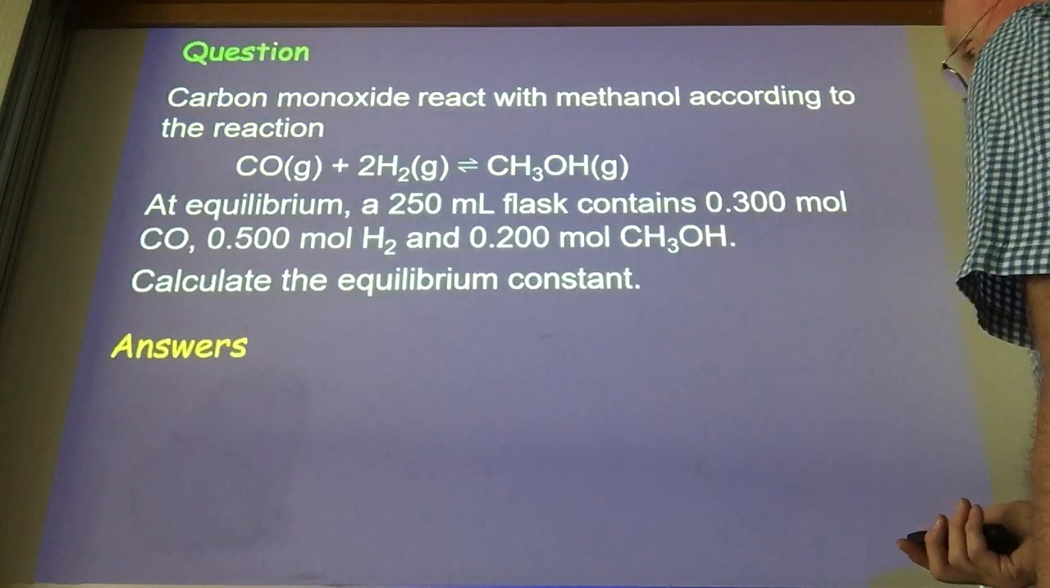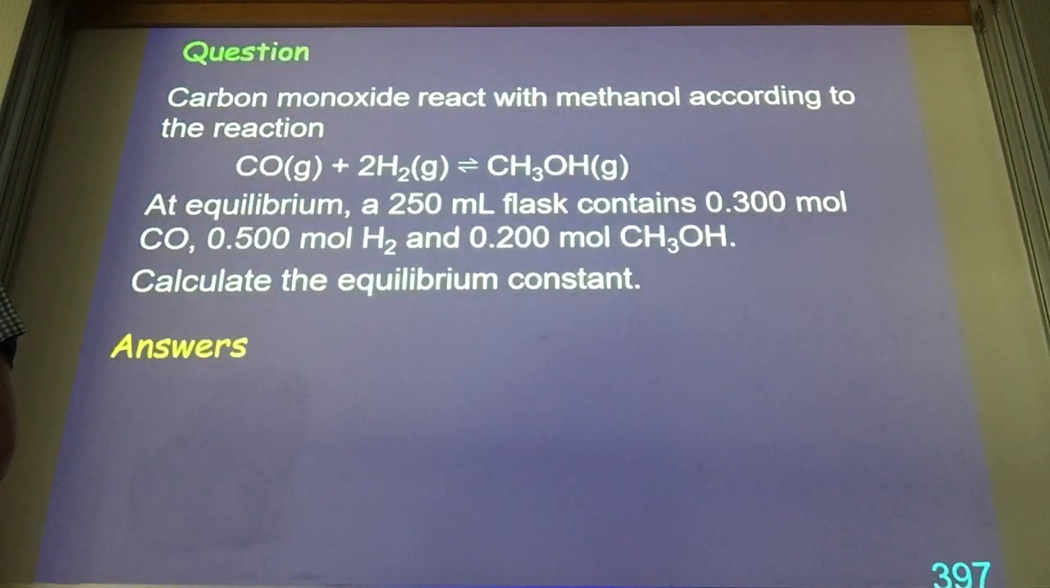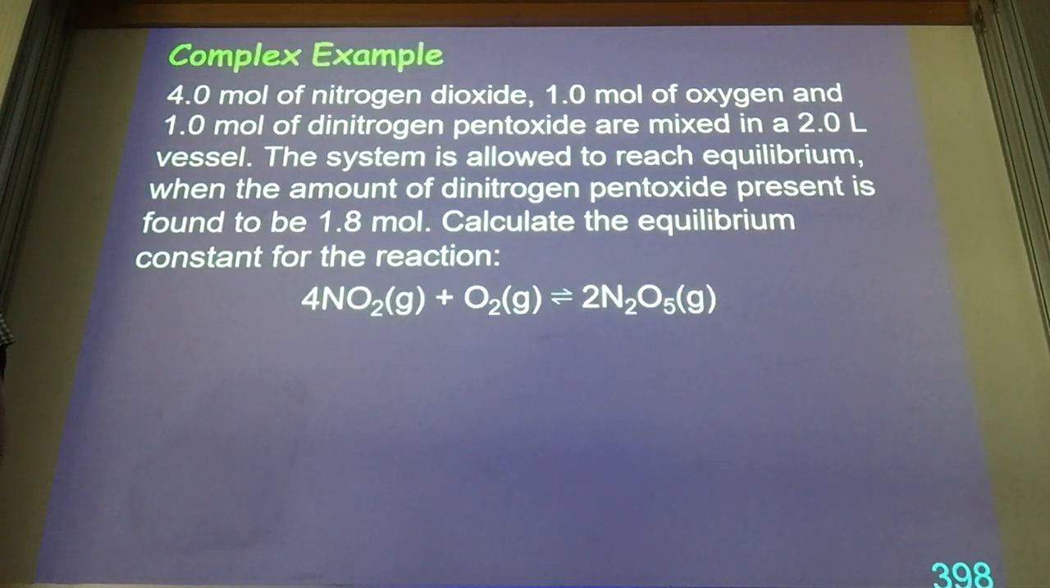Okay, on to the question. Let's look at a more complex example with a few more of the tricks they put into these questions. So, how is this different? 4 moles of NO2 reacts with 1 mole of O2 and 1 mole of N2O5 in a 2 litre vessel, and the system is allowed to reach equilibrium.